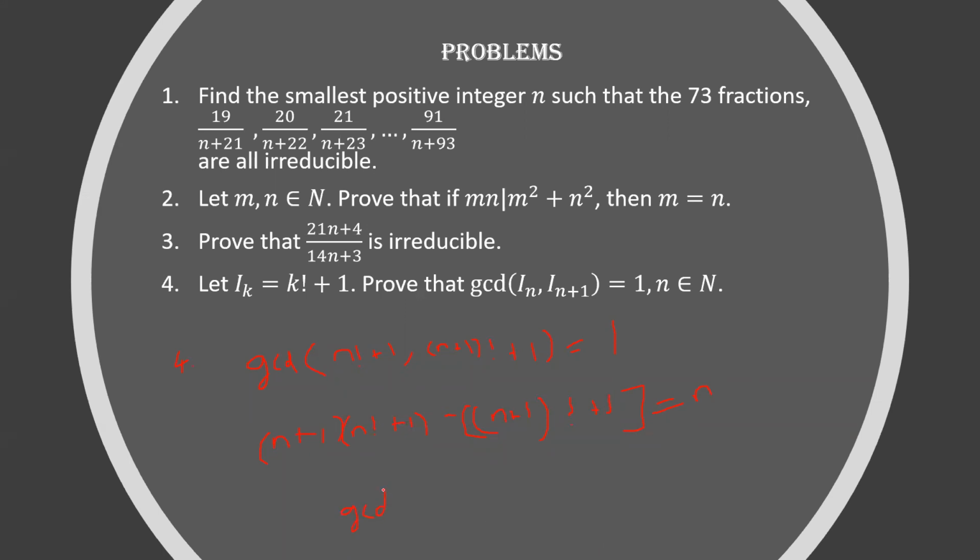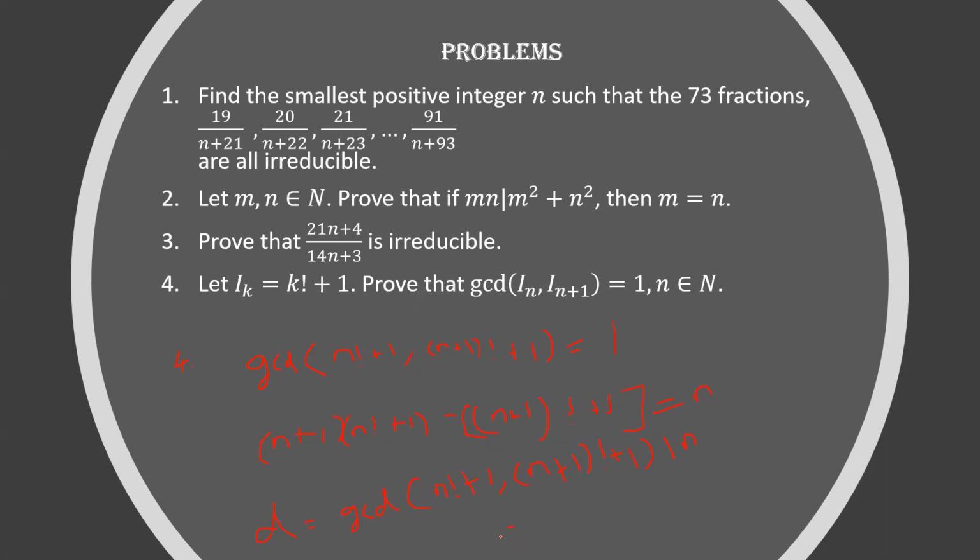So this means that GCD of n factorial plus 1 and n plus 1 factorial plus 1 divides n. We'll assume that the GCD is equal to d. d is equal to this term. So it means that d divides n.